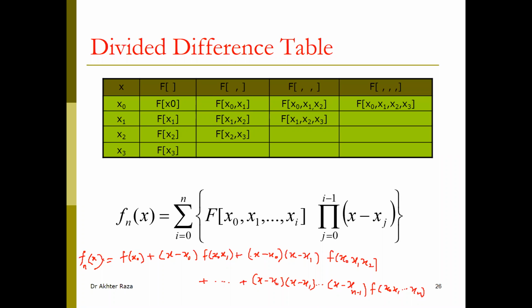So what difference are you observing between this and the previous formula? Instead of simple differences, delta y0 upon 1 factorial h, and delta square y0 upon 2 factorial h square, we have to put the divided differences here. f[x0, x1] is what? This is a divided difference, this is a divided difference, this is a divided difference. So we have to use the divided differences here.